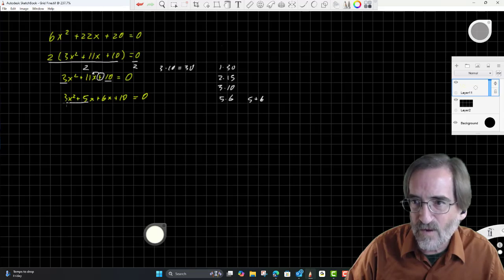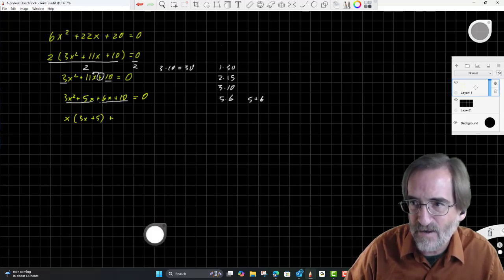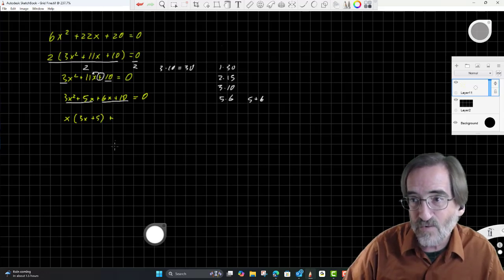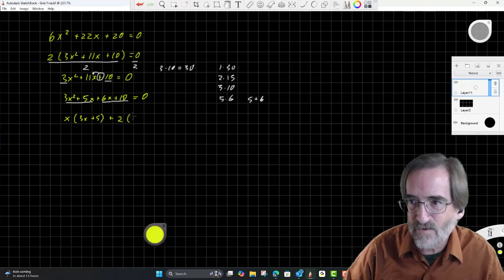Look for a common factor between 3x squared and 5x. Well, there's x in both of them. No common factor between 3 and 5, but there is an x. x squared divided by x is x, so this is 3x. x divided by x cancels the x out, leaving 5. Okay, look for a common factor in 6x and 10. They are 2, and that's about it. So 2, and then 6 divided by 2 is 3. 10 divided by 2 is 5.